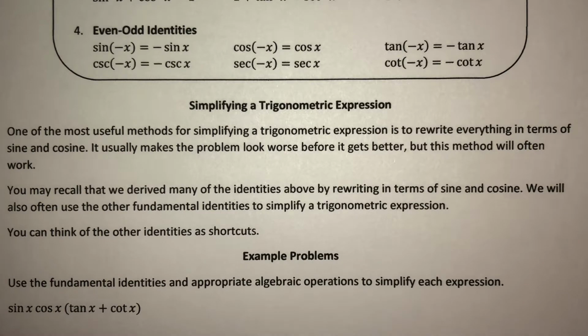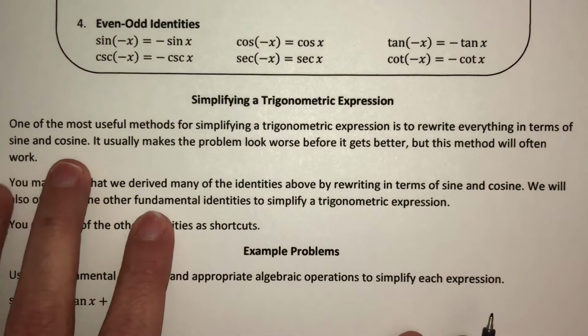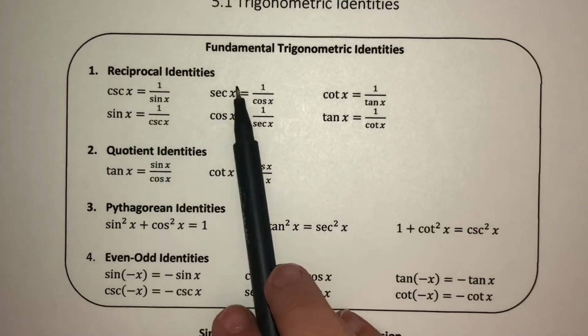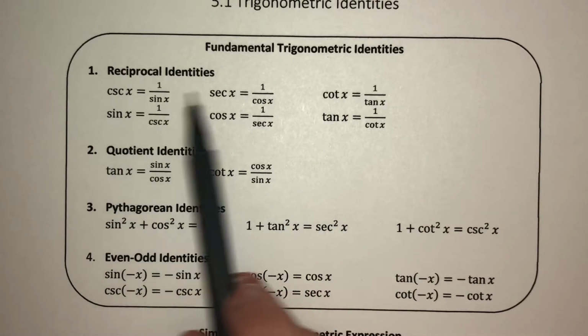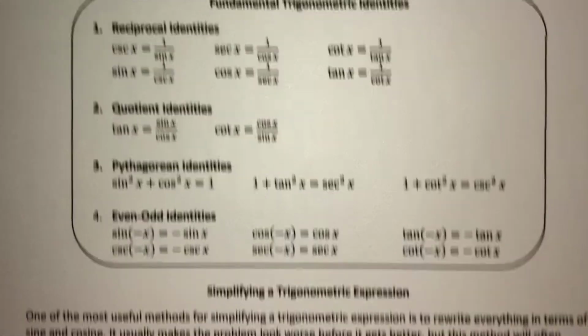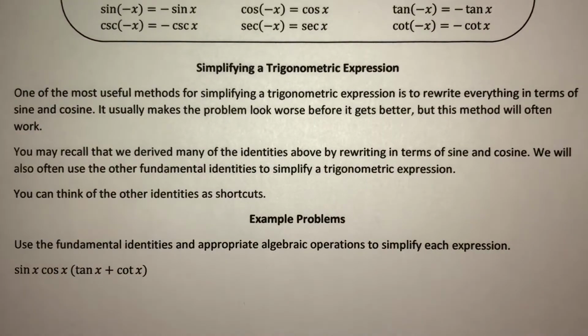these trig identities to simplify an expression. And one of the most useful, one of the easiest ways of doing that is to write everything in terms of sine and cosine. And every trig function we can do that with, because whether we have cosecant, secant, or cotangent, we can change these into a sine or a cosine. Tangent does as well, because of our quotient identities. And it will usually make things look worse before it gets better, but it usually does work, okay?